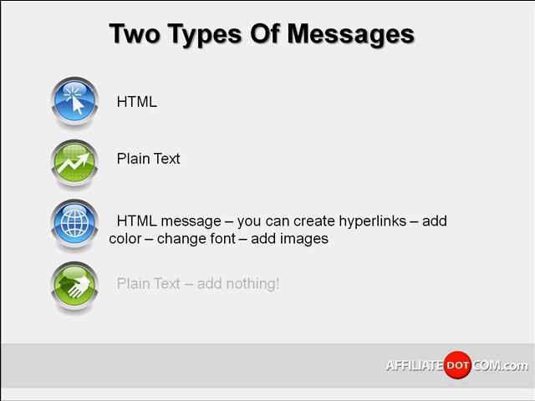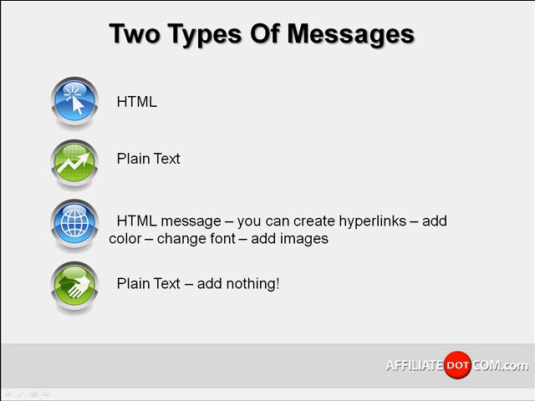A plain text message, on the other hand, is the opposite. It is simply a message with plain text. You can't add anything to it. It's quite dull. It's quite boring. Now, why are there two types of messages? I'll tell you why. Because some people's email clients will not allow HTML messages. They just won't. So what we do in Aweber is every time we send a message, we create two messages.